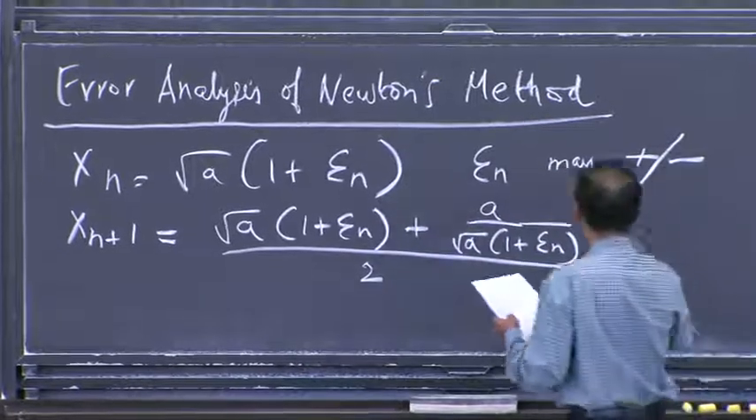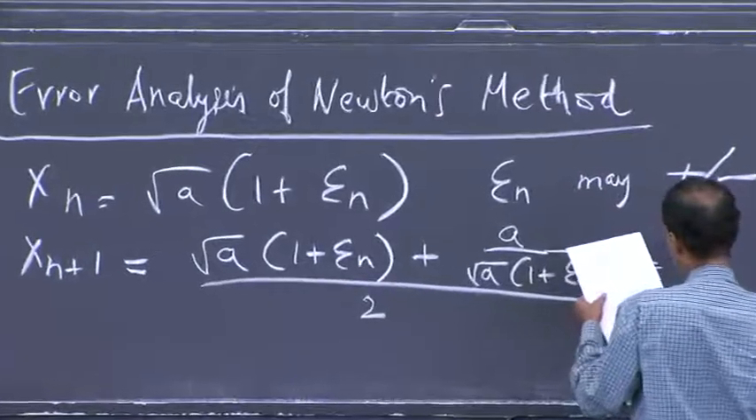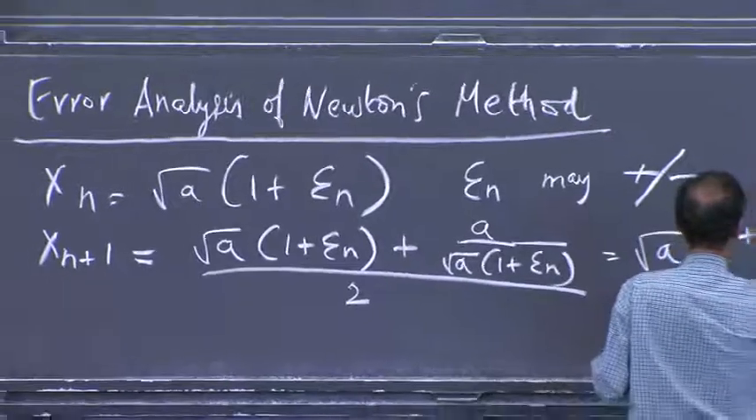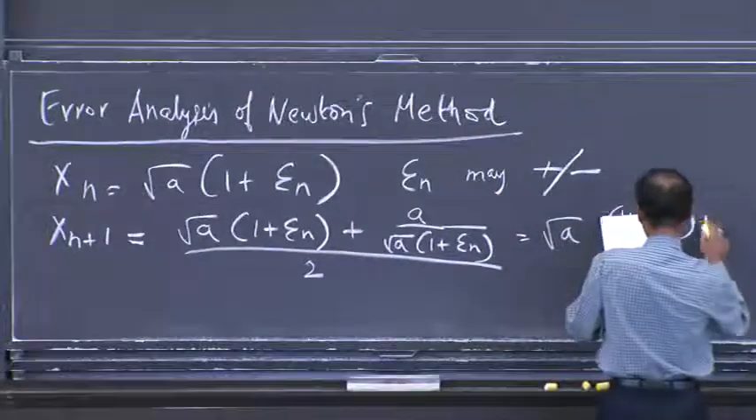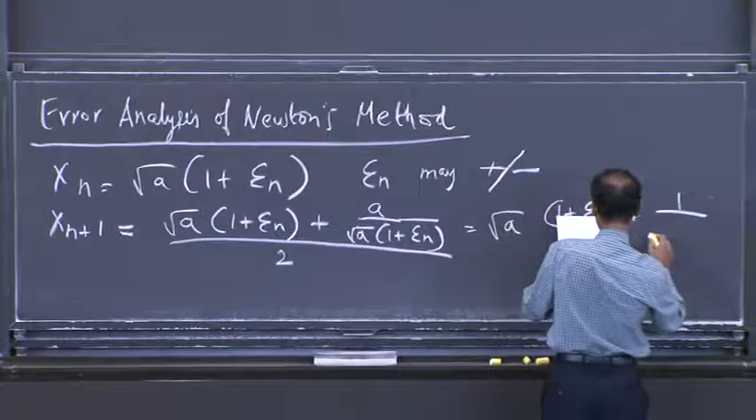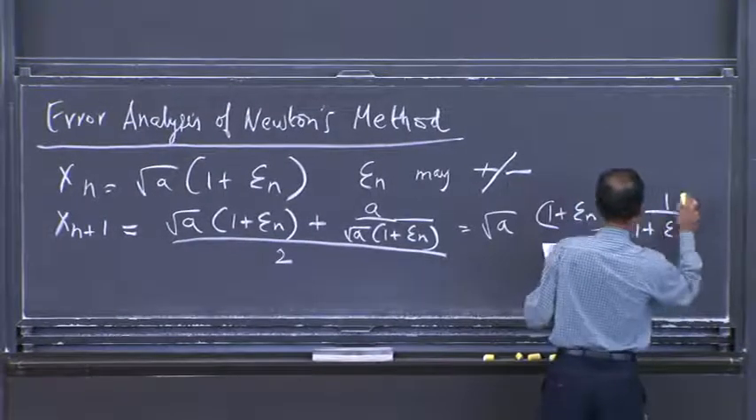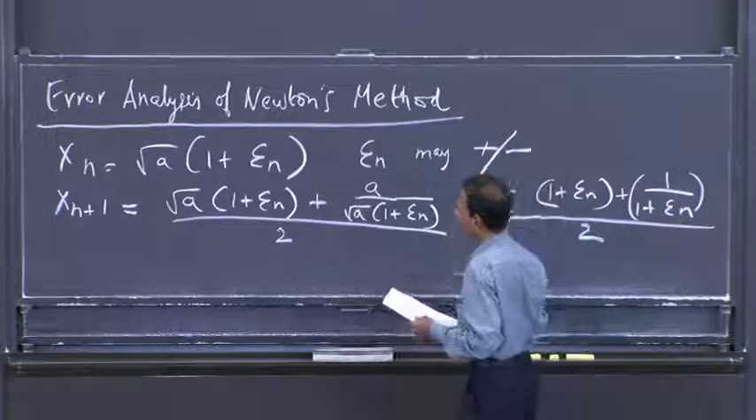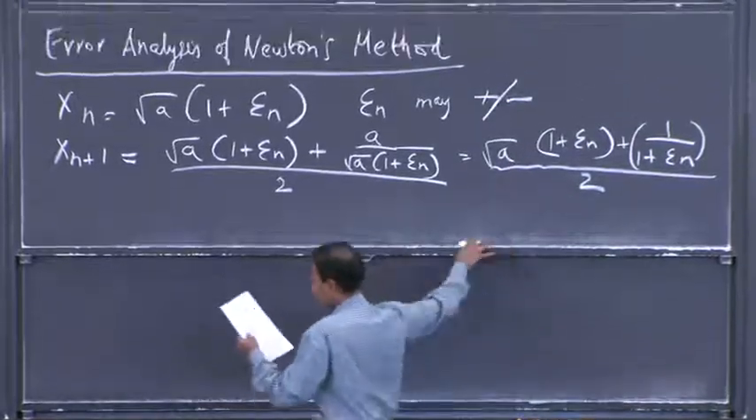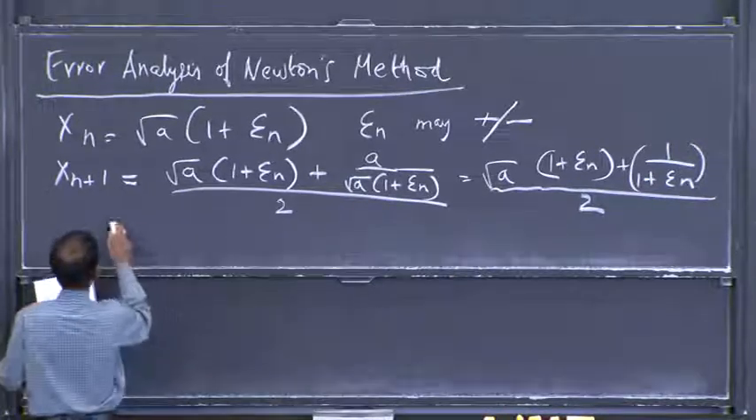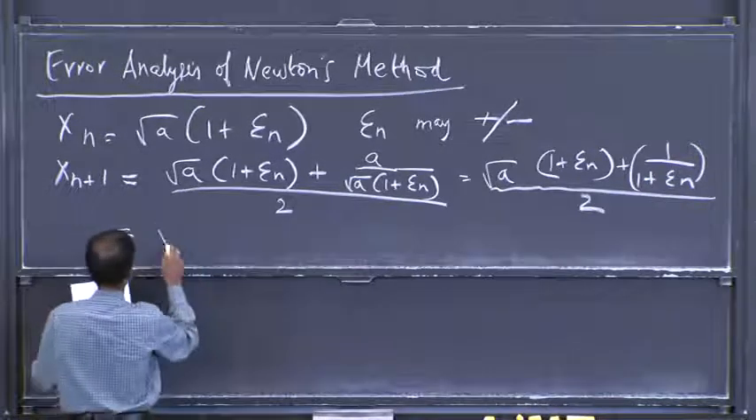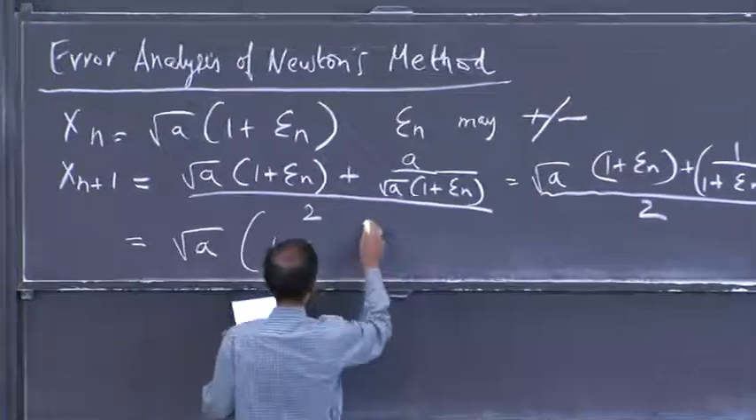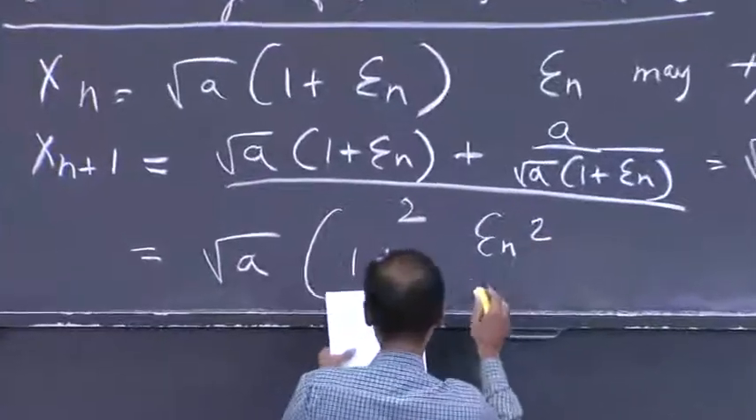And then a couple of steps of algebraic simplification. You can pull out square root of a here. Then you'll have 1 plus epsilon n, plus 1 divided by 1 plus epsilon n over here. The whole thing divided by 2. And if you keep going, there's one step that I'm skipping here in terms of simplification, but let me write this last result out.